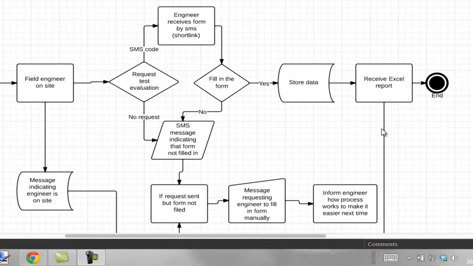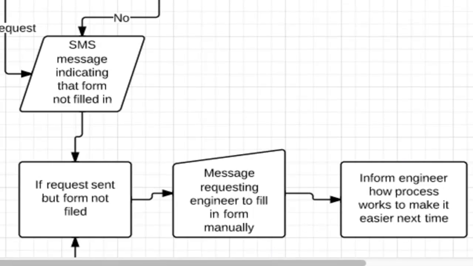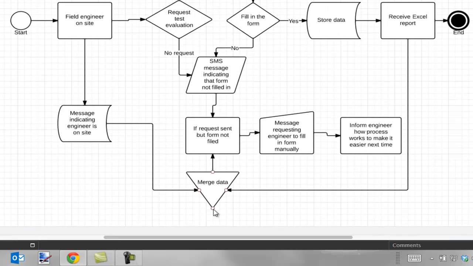If the web form is not filled, either because no request has been sent or because the engineer has forgotten to fill in the form, an SMS message is sent out requesting him or her to fill in the form manually. There is also a message sent out explaining how it all works, in order to smoothen the process for next time. Some logic code illustrated in the merge object, you can see down here, compares the check-in statuses at the sites with the report filings to identify unfiled reports.